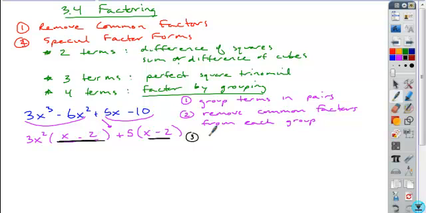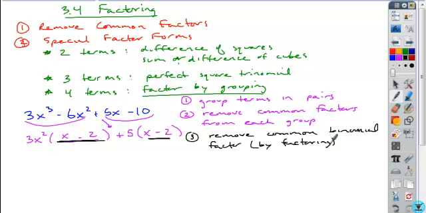So the last step here is to remove this common binomial factor. And this is just by factoring, what we did in the last section. So we take out our common factor. It's a binomial factor, x minus 2. And what we're left with is going to have the same form as the original: one group plus another group.